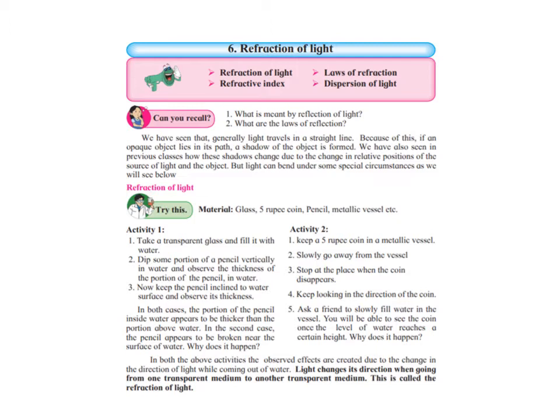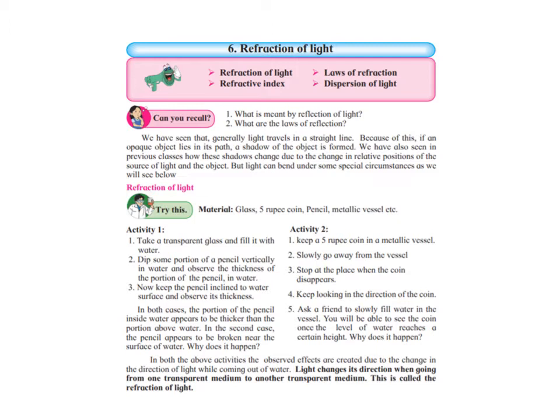The first question is, what is meant by reflection of light? Now we know that when light falls on an opaque object, they turn back. This is called as reflection. Now what is the meaning of the word opaque? Opaque means an object through which light cannot pass.